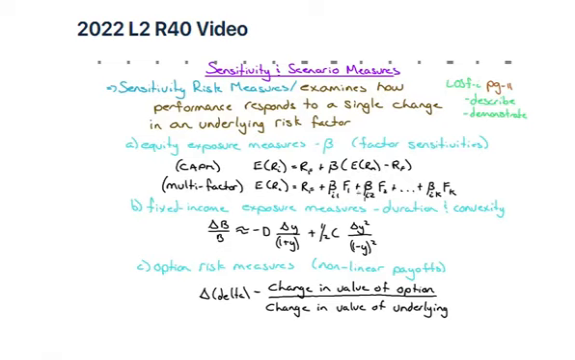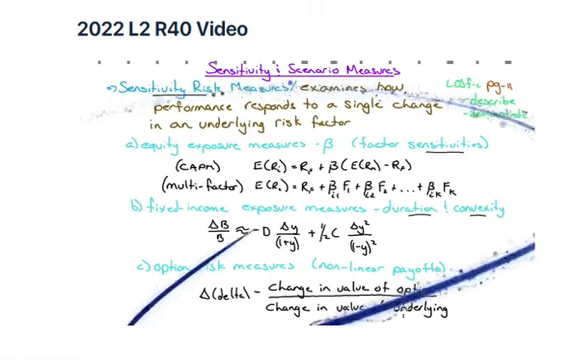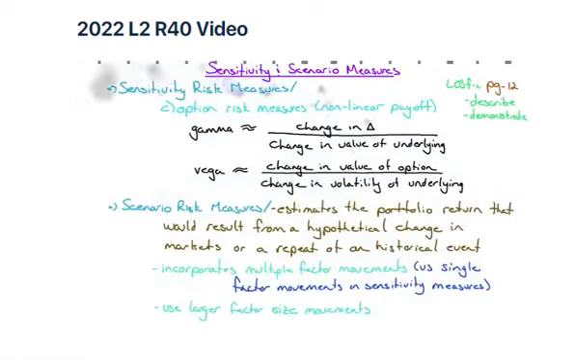Option risk measures. What are sensitivity measures for options? Well, we've been through this before as well. Delta, the change in the value of the option with respect to the change in the value of the underlying. We also looked at gamma and vega in another part of the curriculum. We did all this in derivatives for options. Gamma is the change in delta as the underlying changes. Vega is the change in the option value as the volatility of the underlying changes. We have seen all of these sensitivity measures before.